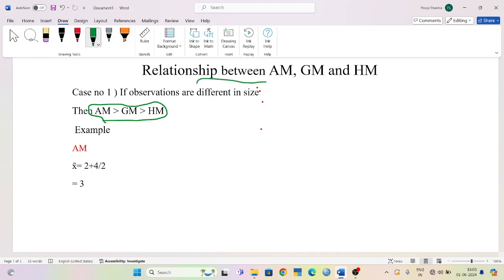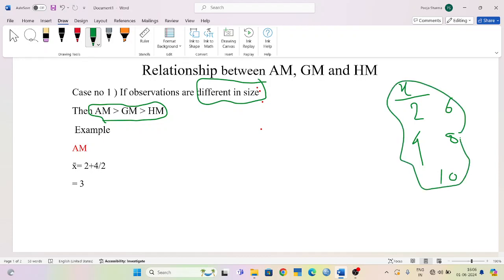Different in size means when the value of x is different, like when the value of x is 2, when the value of x is 4, when the value of x is 6, when the value of x is 8, when the value of x is 10. These are the values which are different in size. Then we can prove that arithmetic mean is greater than geometric mean and geometric mean is greater than harmonic mean.